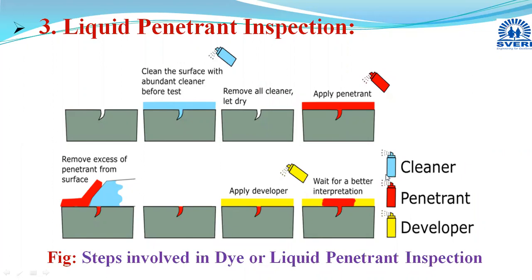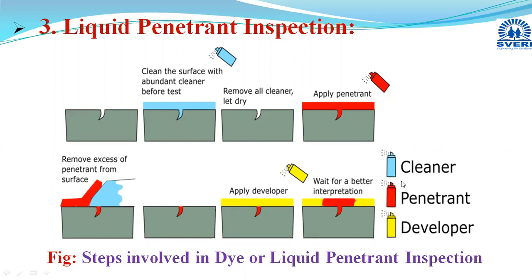Now, what is the advantage of this method? We can use it for ferrous materials, we can use it for non-ferrous materials also, and we can use it on plastic, ceramic or glass materials. Almost all types of materials, we can use it for determination of surface defects. Only surface defects can be determined, surface or slightly subsurface defects. Internal defects cannot be determined in this method.